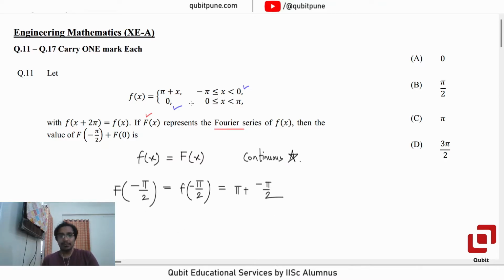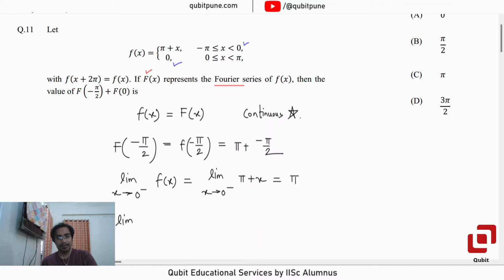Now, when it comes to 0, you see that the left hand limit, the limit of the function as x tends to 0 from left, should be pi, because that definition applies to those values of x which are less than 0. So that limit is pi. And what about the right hand limit? The right hand limit of this function is 0, because that definition of the function applies when x is greater than or equal to 0.